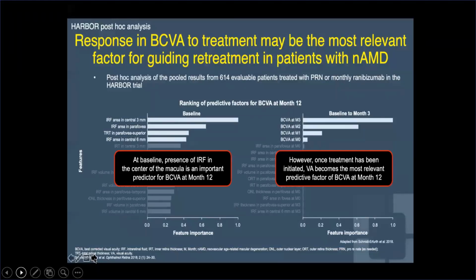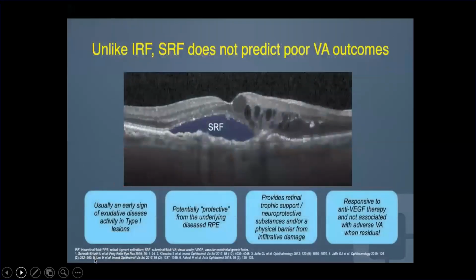However, once treatment has been initiated, it really falls more upon the best corrected acuity. So at 3 months and beyond, that's what we look at to determine the final visual outcome. But yet, in the initial stages, it's important to dry the retina as fast as possible and to get the best possible result from that.